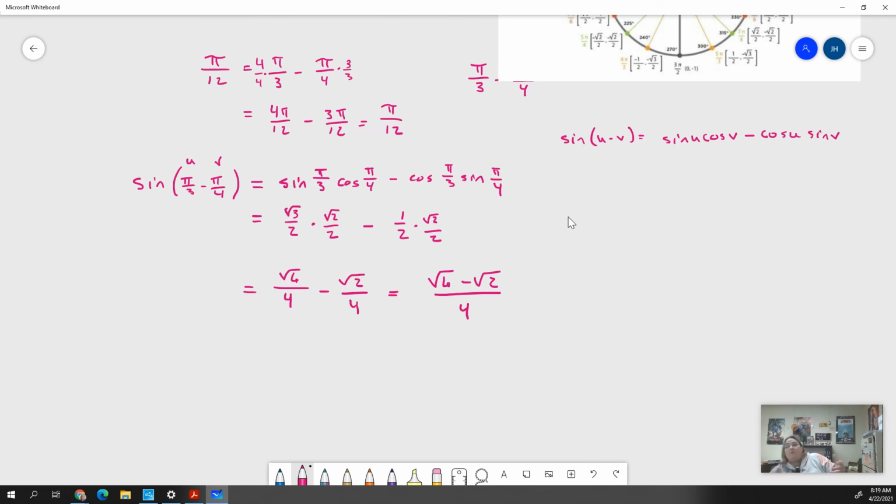We didn't know what pi over 12 was right off the bat, but we could break it down into smaller fractions and figure out our exact values that way. Did that make some sense? It's not the only one we're going to look at, but I just want to make sure you guys were kind of able to follow with that before I move on.